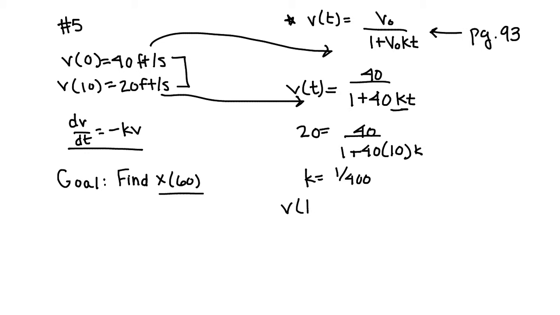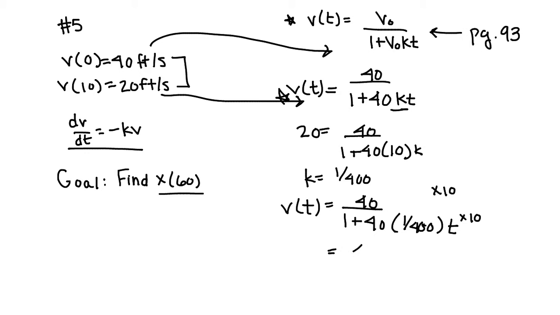Now I'm going to bring that value back into our initial velocity up here. So 40 over 1 plus 40 times 1 over 400 times time. Now I'm going to do one more step here. I'm going to multiply both the top and the bottom, numerator and denominator, by 10 to clear some of those fractions. When you do that, you should get 400 over 10 plus t, which I think is a lot easier to look at and figure out how to solve.